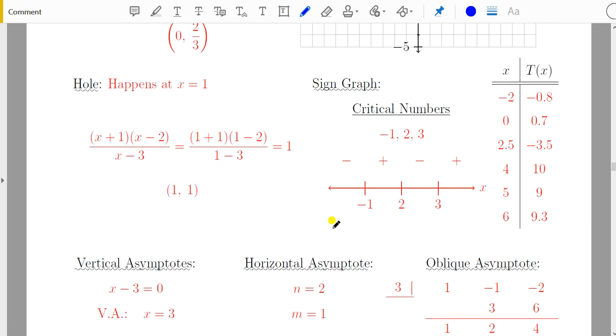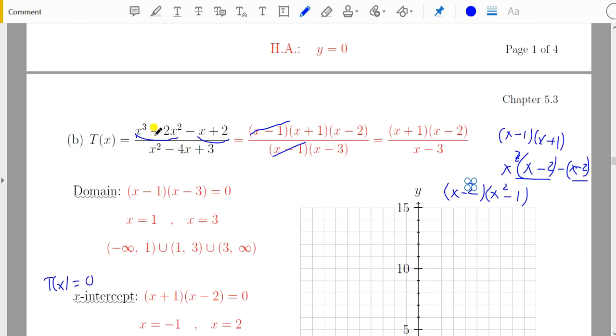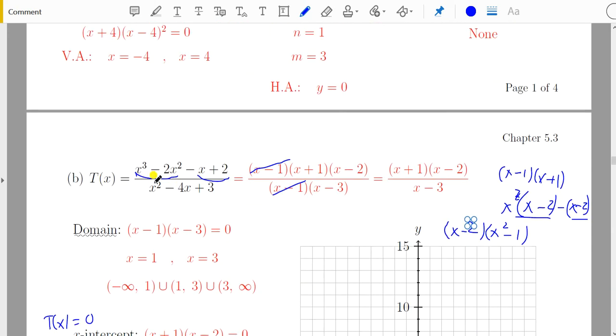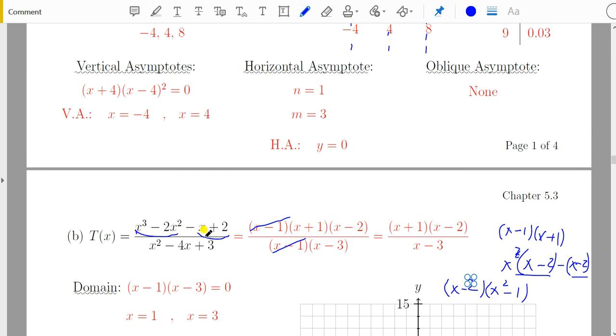And for the horizontal, we go back and we check. We see that in this case, we don't have any horizontal asymptotes because the degree of the numerator, which is 3, is bigger than the degree of the denominator, which is 2. So if the top is less than the bottom as in the last case, then that's equal to 0. If the top and the bottom have the same degree, we take the ratio. If the top is bigger than the bottom, then there's none. There's no horizontal asymptotes.